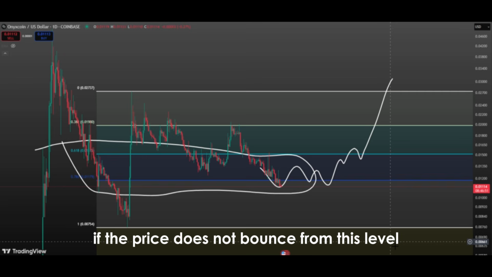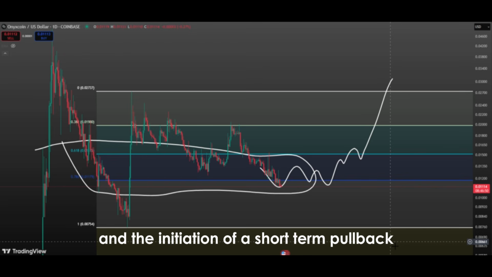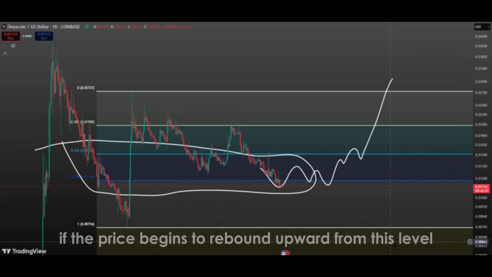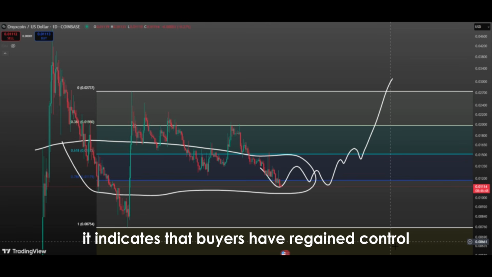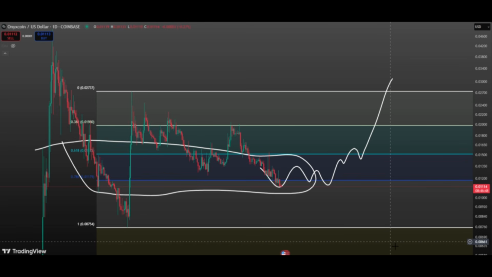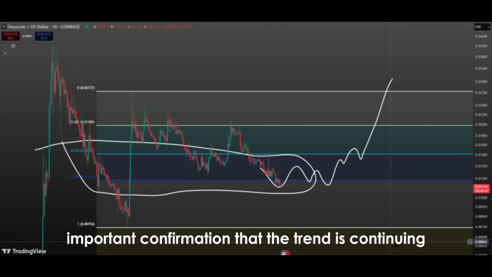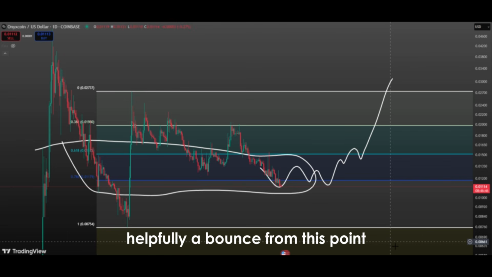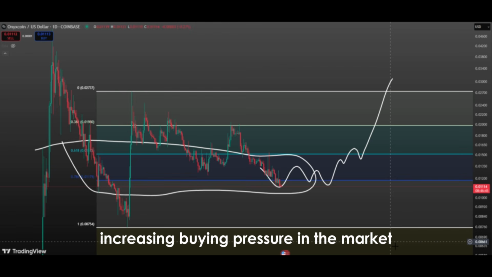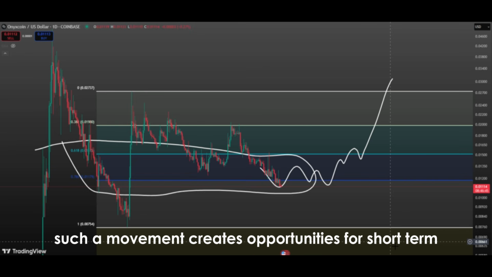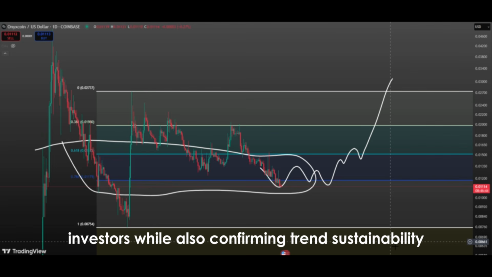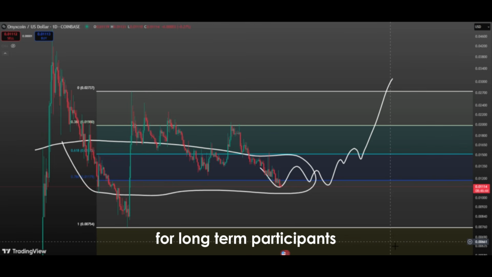If the price does not bounce from this level, there is a risk of trend disruption and the initiation of a short-term pullback or downward wave. However, if the price begins to rebound upward from this level, it indicates that buyers have regained control and that the trend has regained strength. A rebound in upward movement from the 0.786 level is also seen as an important confirmation that the trend is continuing healthily. A bounce from this point reinforces investor and trader confidence, increasing buying pressure in the market. Such a movement creates opportunities for short-term investors while also confirming trend sustainability for long-term participants.